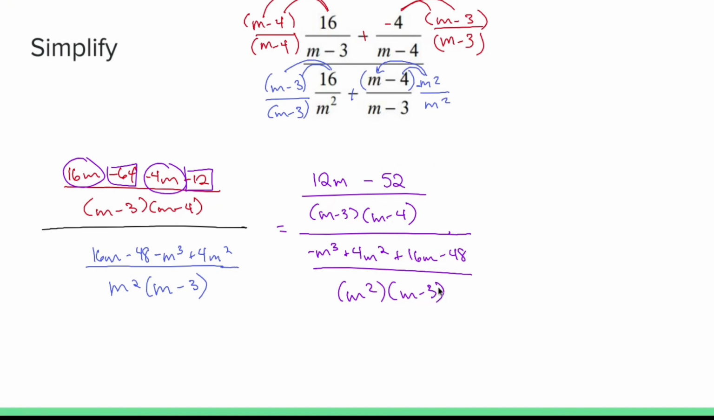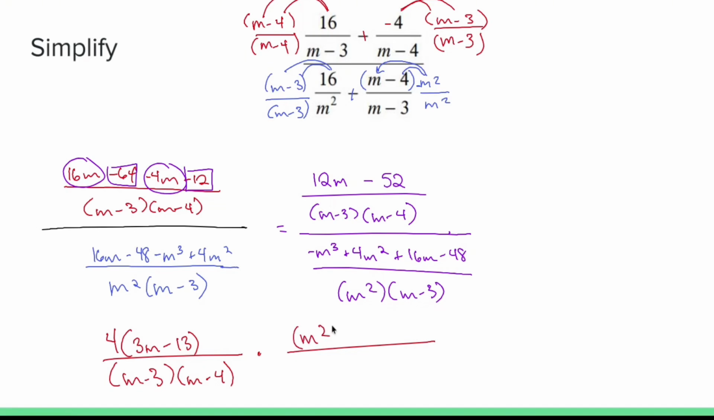So now that I have a fraction over a fraction, I flip and multiply. There's not much I can do out here. I can factor out a 4, but I think that's the best I can do. So 4 times (3m minus 13) all over (m minus 3)(m minus 4), and then since we're dividing by a fraction, let's multiply by its reciprocal. So we have m squared over (m minus 3). We can see the m minus 3s will now cross out.